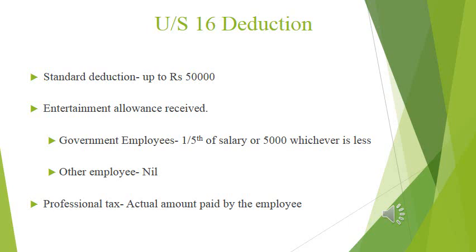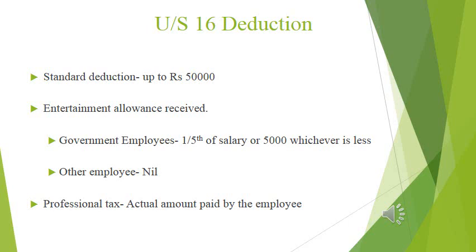Suppose a person is receiving entertainment allowance and these people come under the category of non-government employees. No deduction can be claimed. The entire amount which is received as entertainment allowance is taxable. That's the meaning of this discussion. So entertainment allowance received is first included in the calculation of total salary. Then it can be claimed as a deduction only for government employees. There is no deduction or relaxation on entertainment allowance for non-government employees.